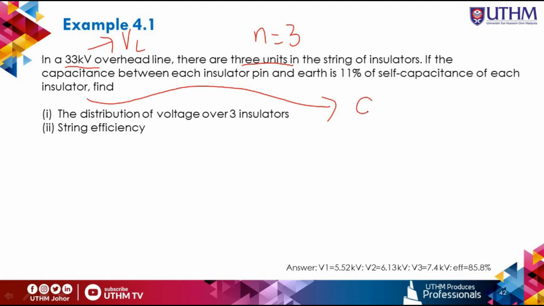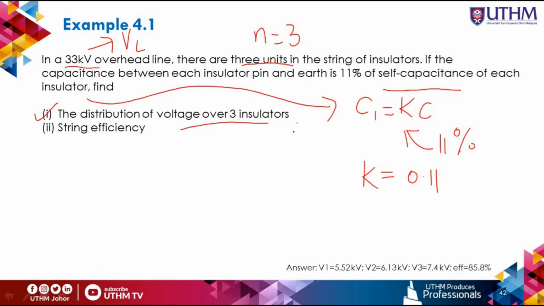C1 is equivalent to KC. So K is 11% of the self-capacitance, meaning that K equals 0.11. So you have to find, first, the distribution of voltage over the 3 insulators, meaning the total voltage VT, and then the second one is the string efficiency.